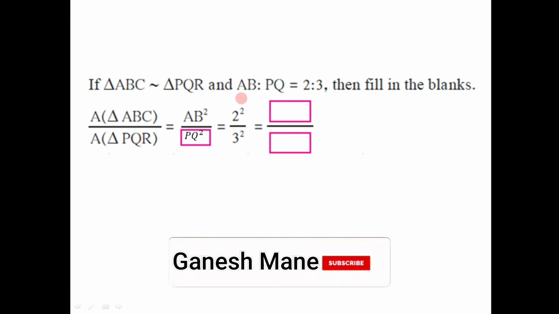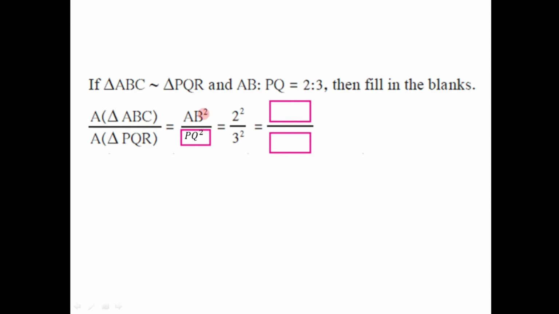Now here the ratio AB is to PQ is given to be 2:3. So here we have replaced the values of AB and PQ by 2 and 3 respectively. So we'll get in the numerator 2 square, that's 4, divided by, in the denominator we get 3 square, that's 9. So this is the ratio of areas of these two triangles.